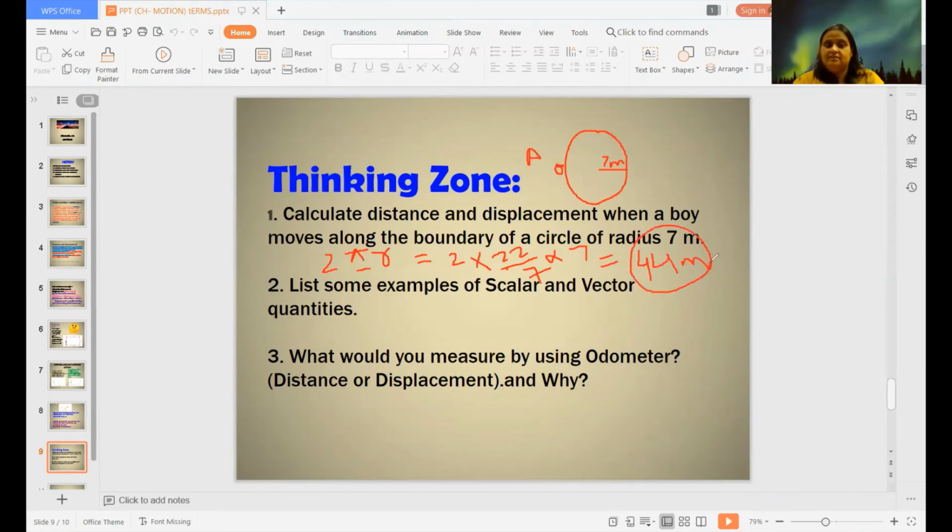Now let's find the displacement. What is displacement? Displacement, again, is 0. Why 0? Because he started from point A and again reached point A only. There is no gap, there is no shortest distance, that is 0. Because he reaches the same point, the displacement in this case is 0 meter. Easy? Good.